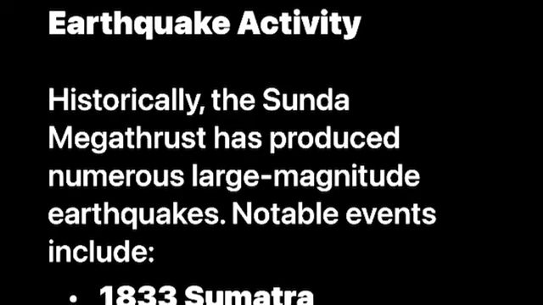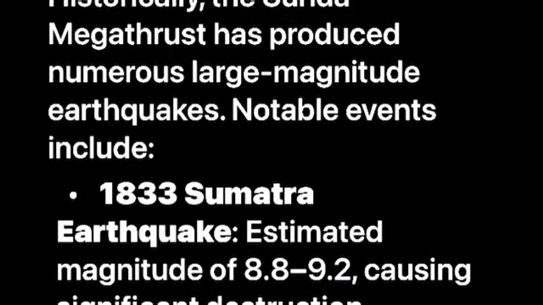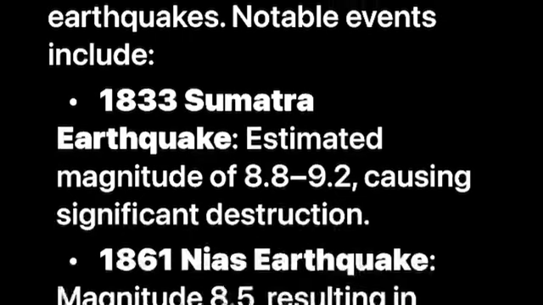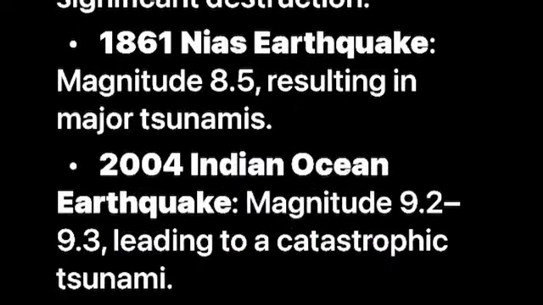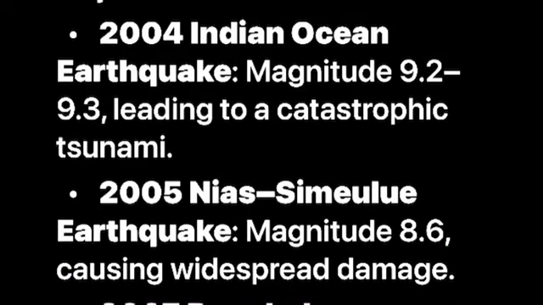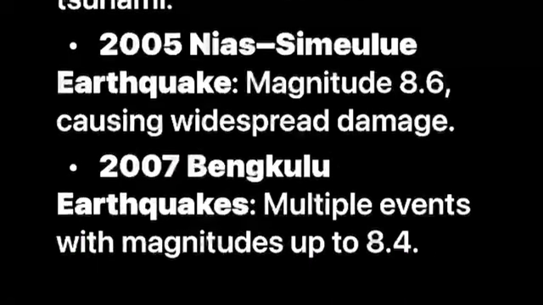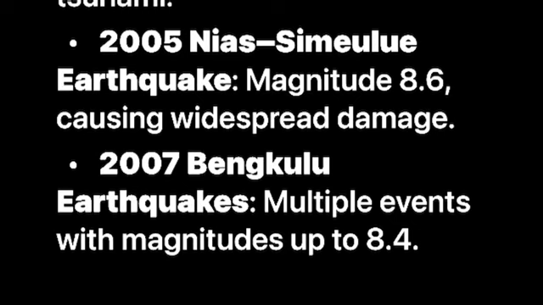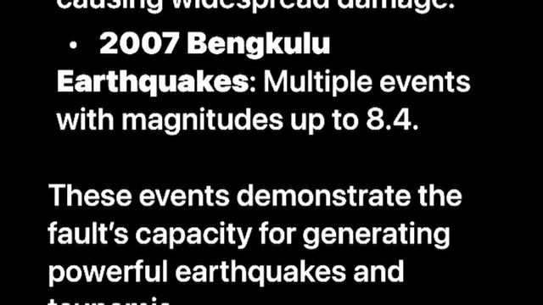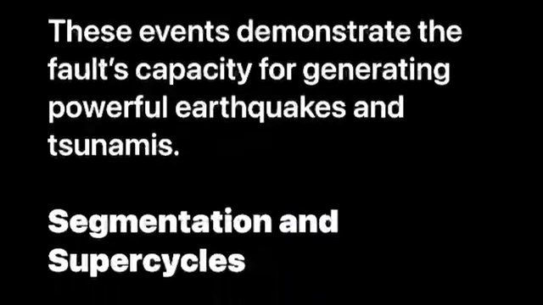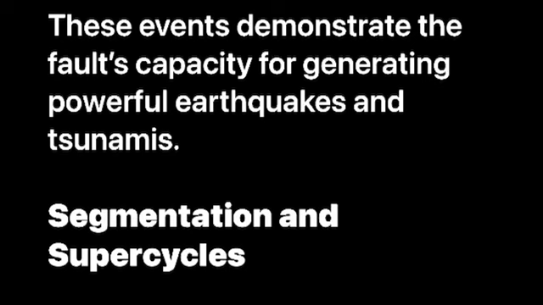Earthquake activity. Historically, the Sunda Megathrust has produced numerous large-magnitude earthquakes. Notable events include the 1833 Sumatra earthquake, estimated magnitude 8.8 to 9.2, causing significant destruction; the 1861 Nias earthquake, magnitude 8.5, resulting in major tsunamis; the 2004 Indian Ocean earthquake, magnitude 9.2 to 9.3, leading to a catastrophic tsunami; the 2005 Nias-Simeulue earthquake, magnitude 8.6, causing widespread damage; and the 2007 Bengkulu earthquakes, multiple events with magnitudes up to 8.4. These events demonstrate the fault's capacity for generating powerful earthquakes and tsunamis.